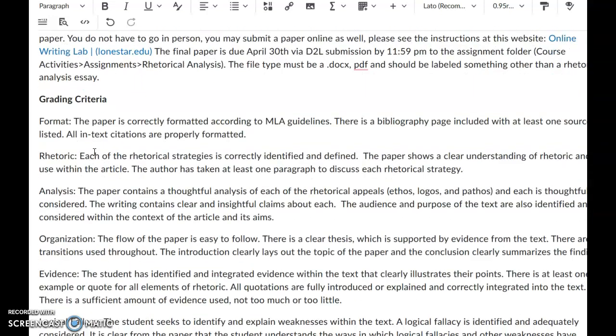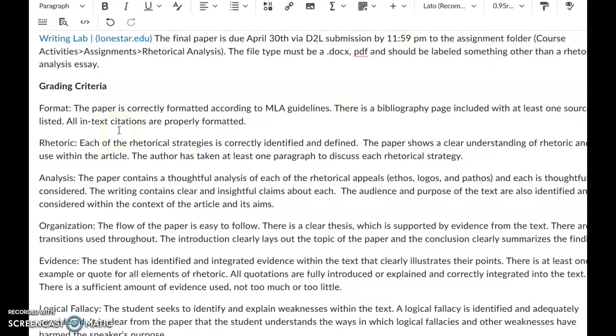Here's what I'm looking for in the paper. Not surprising, formatting. I want to make sure you're still including correct formatting guidelines, and all in-text citations are properly formatted. Rhetoric: I need to see that you understand each of the rhetorical strategies, and that means you show me that somewhere in your text. Don't just drop in the term ethos and move on. You don't need a lot of explanation, but you need to assume your reader has no idea what ethos is and make sure you explain that.